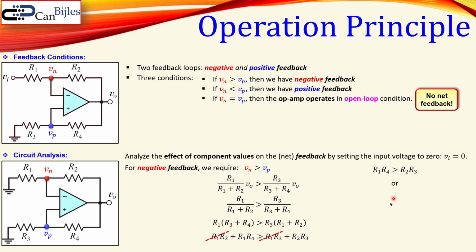We can also write it down in a different form. You can say it is R4 over R3 must be larger than R2 over R1. That is the condition if you look at this circuit specifically to have a negative feedback. So this is an interesting result.